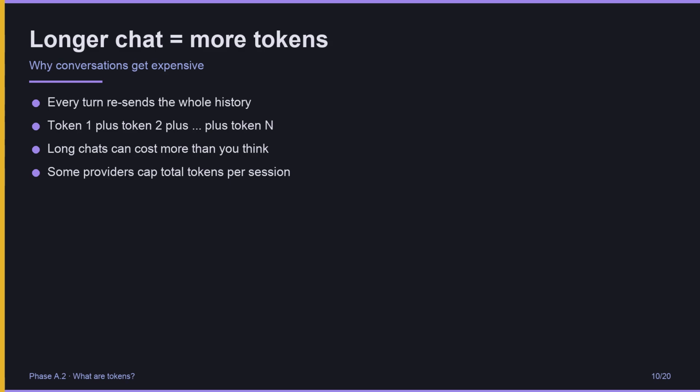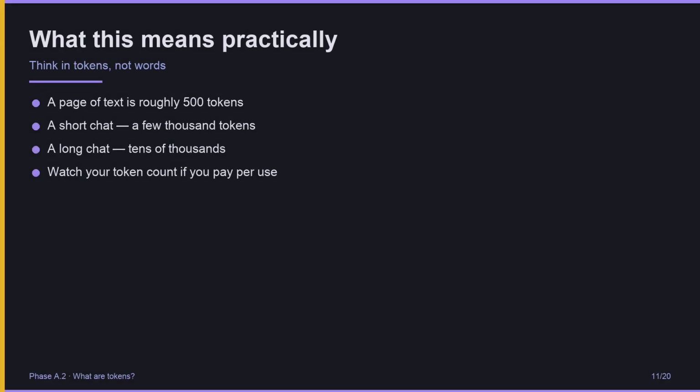Some providers cap the total tokens per session, which is why very long chats eventually start forgetting the beginning. What does this mean practically? A page of text is roughly 500 tokens. A short chat is a few thousand tokens. A long chat can be tens of thousands.